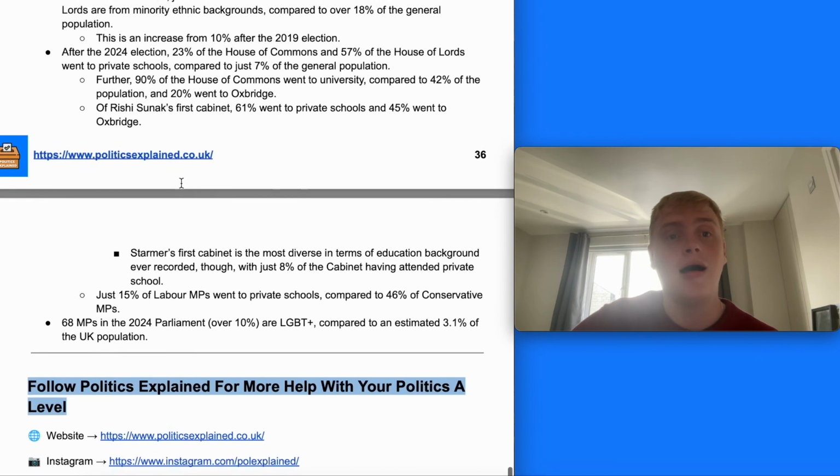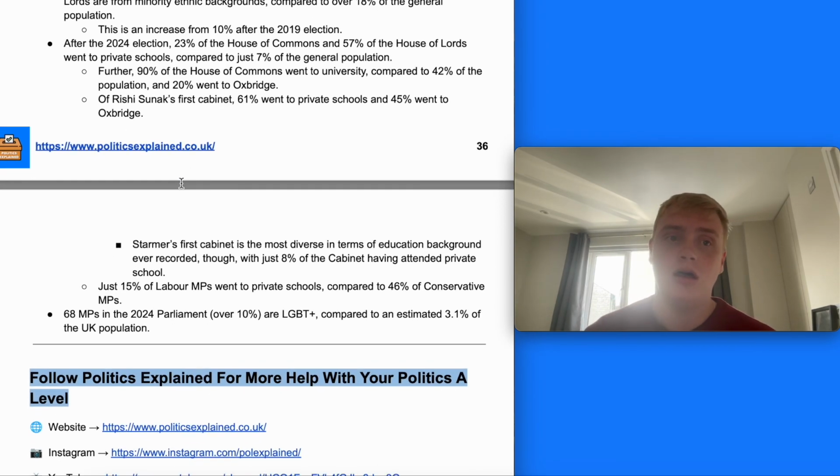You also see significantly more of Parliament went to university and went to private schools compared to the general population. Though actually Rishi Sunak's cabinet and the Conservative Party after the 2024 election have a much higher proportion of MPs and cabinet members that went to private school compared to Starmer's first cabinet and Labour MPs. Starmer's first cabinet is the most diverse in terms of educational background ever recorded, with just 8% of the cabinet having attended private school. And there are 68 LGBT plus MPs in the 2024 Parliament, now over 10%, compared to an estimated 3.1% of the population.